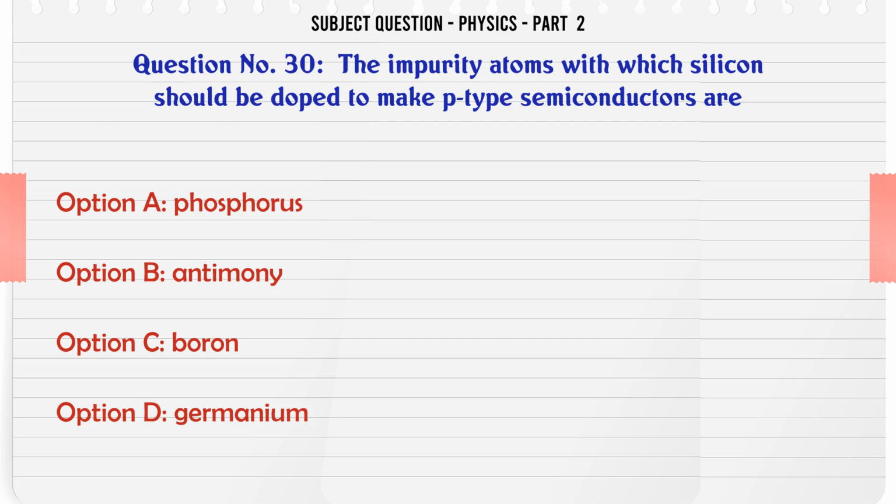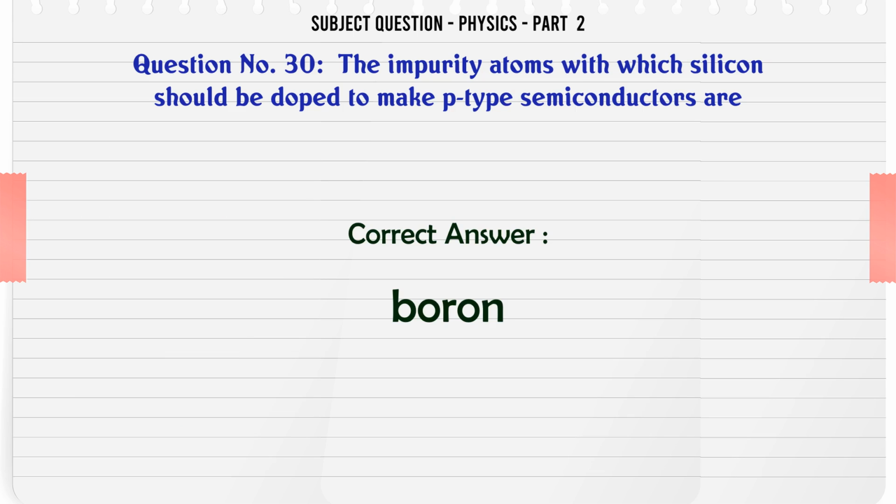phosphorus, B. antimony, C. boron, D. germanium. The correct answer is boron.